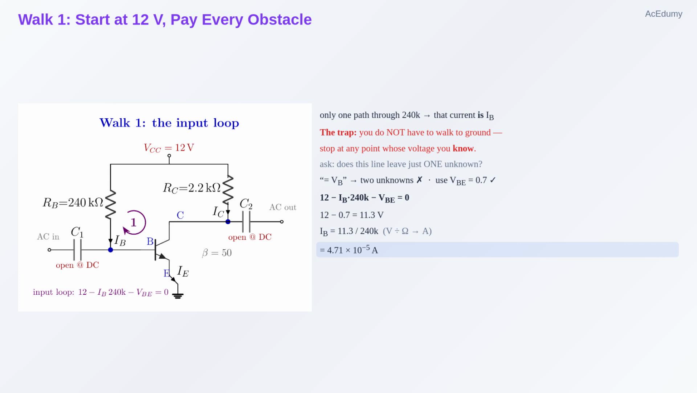One unknown. 12 minus 0.7 is 11.3 volts. So I sub B equals 11.3 divided by 240K. Volts divided by ohms gives amps. 11.3 over 240,000 is 4.71 times 10 to the minus 5 amps. 10 to the minus 6 is micro, so this is 47.1 microamps. Quick magnitude check. Base currents live in microamps. 30 to 80 microamps, you are healthy. If you found milliamps, you almost certainly forgot the kilo in 240K. Any trouble so far? I do not think so. I sub B is ticked.